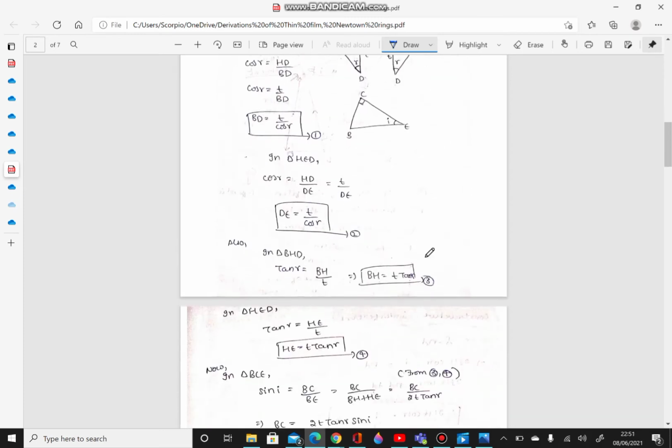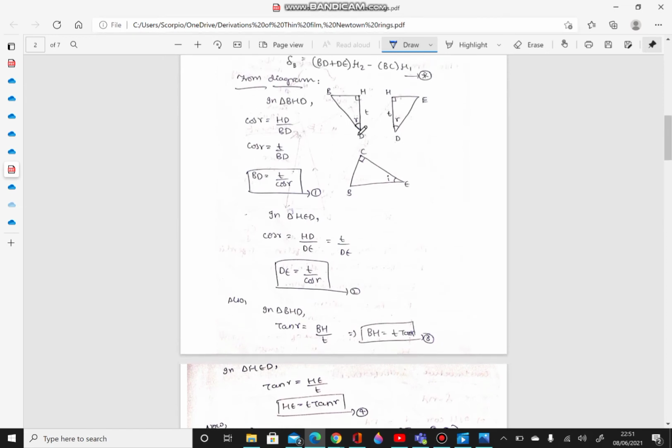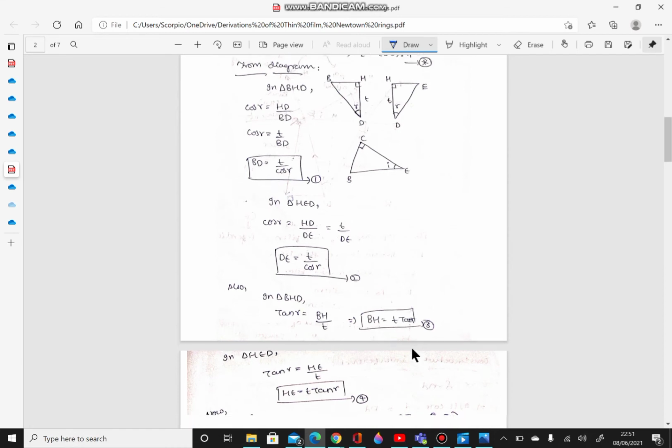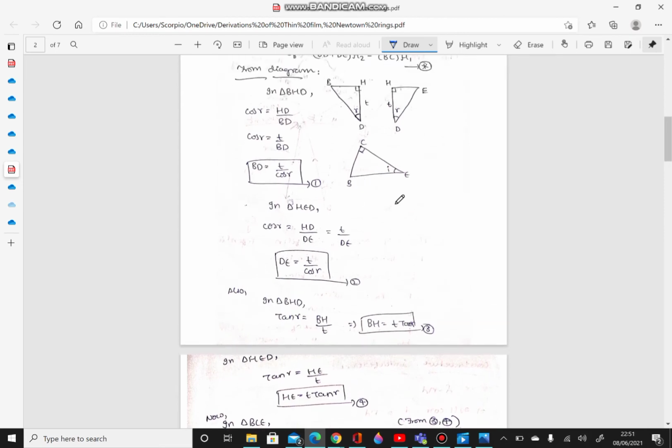To find the value of BE, let's consider triangle BHD once again and write tan r, the tan of the angle of refraction, in it. What is tan r? Opposite side BH by adjacent side HD, that is BH by t, from which we can write BH equals t tan r. Similarly, from triangle HED, we can write HE as t tan r too, because they are of course similar triangles.